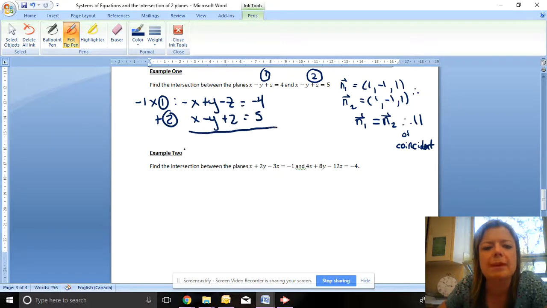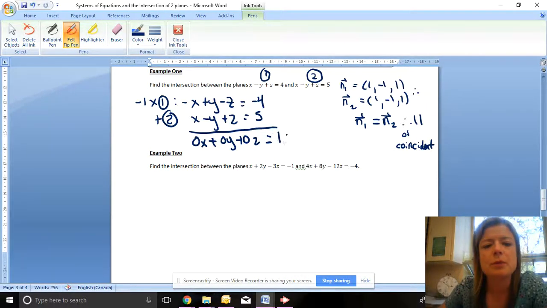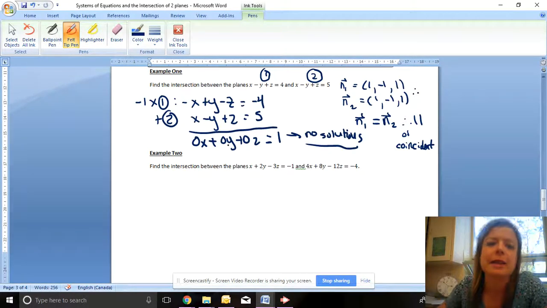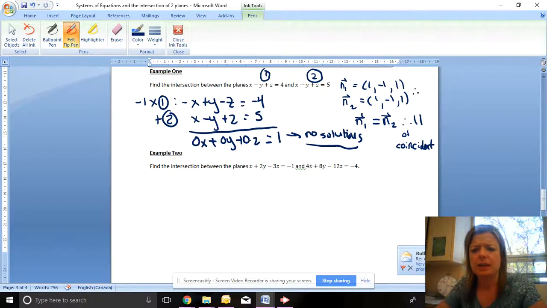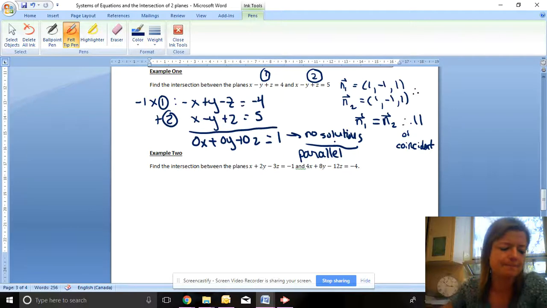So check out what happens. You get 0x plus 0y plus 0z equals 1. So notice that there are no solutions to this system. No matter what x, y, and z you choose here, you'll never be able to get 1. So therefore, that means that they are parallel planes, not coincident.